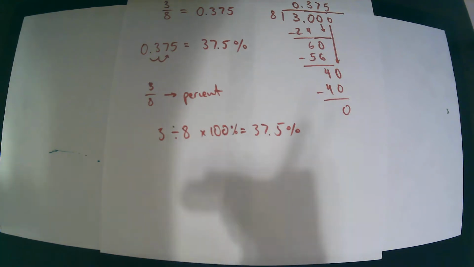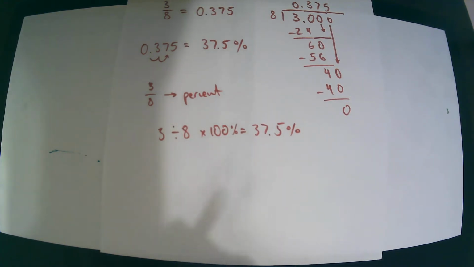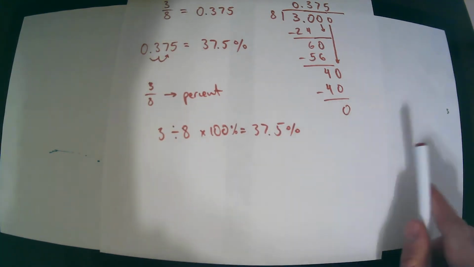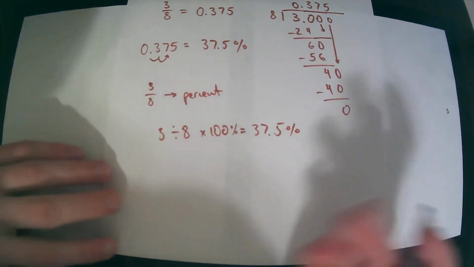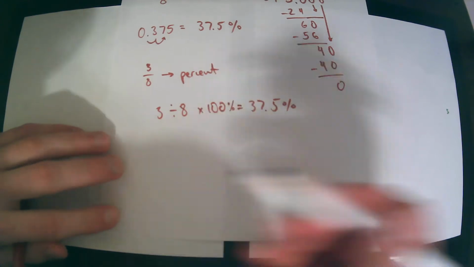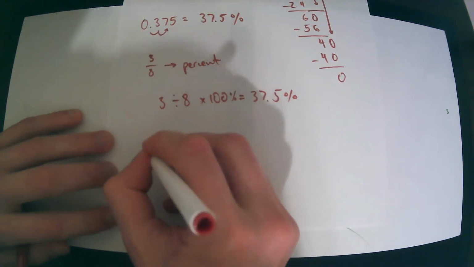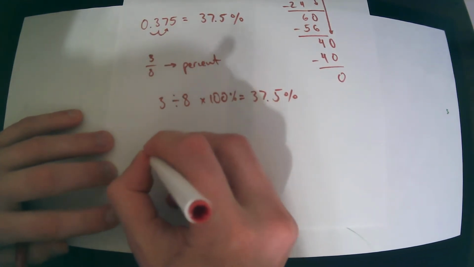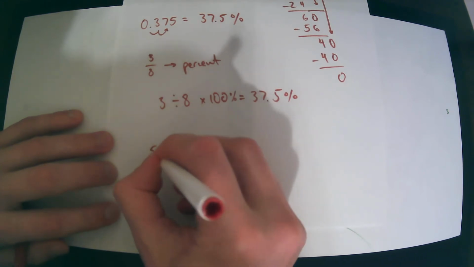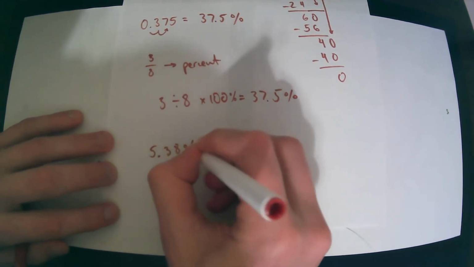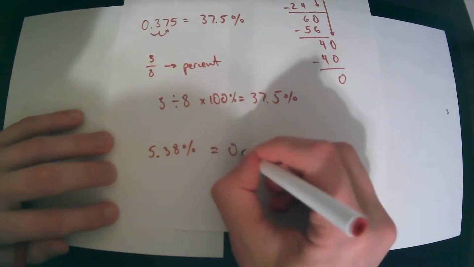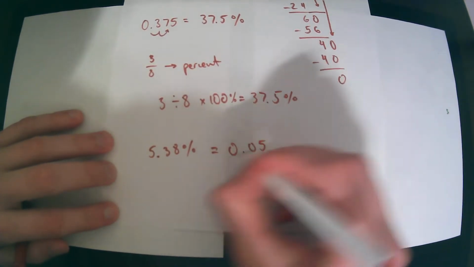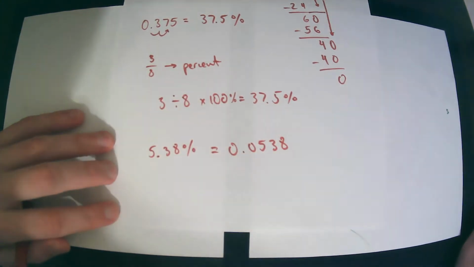So you got to know how to convert a percentage to a decimal, because anytime you do math with a percentage, you need it written as a decimal number first. And remember, to write a percent as a decimal, you just divide by 100. So for instance, if I had something like 5.38%, that's the same as dividing by 100, 0.0538 as a decimal number. Cool.